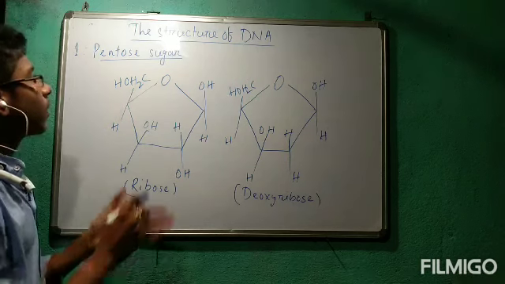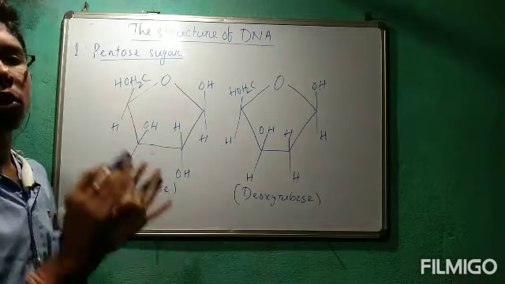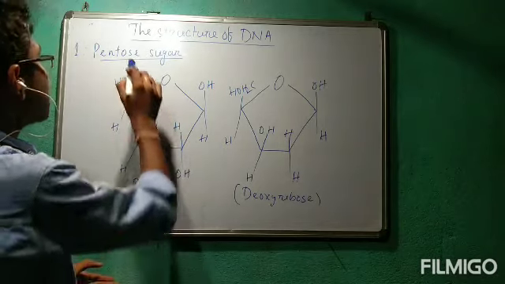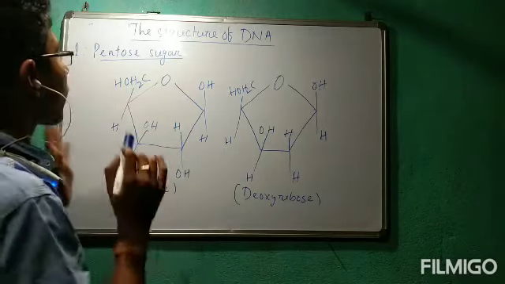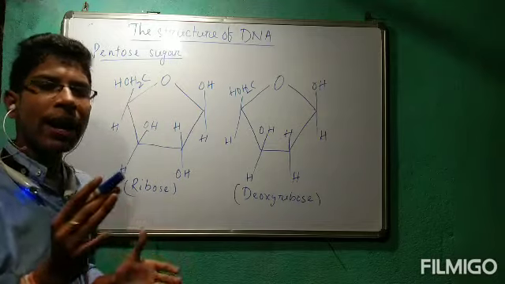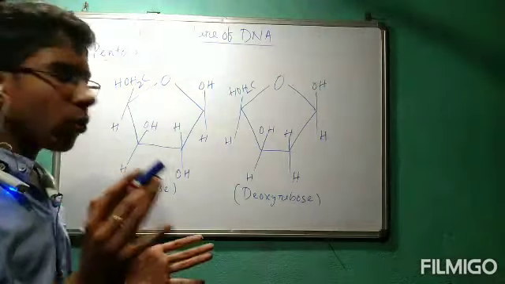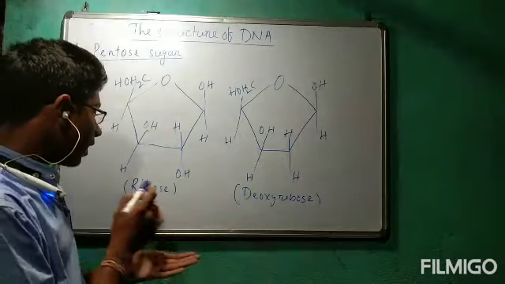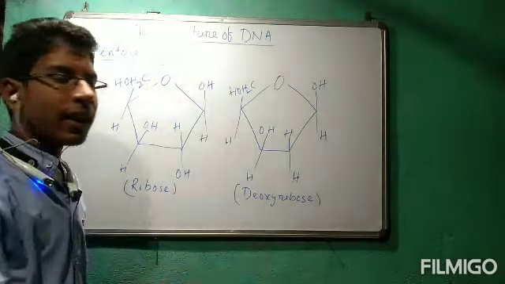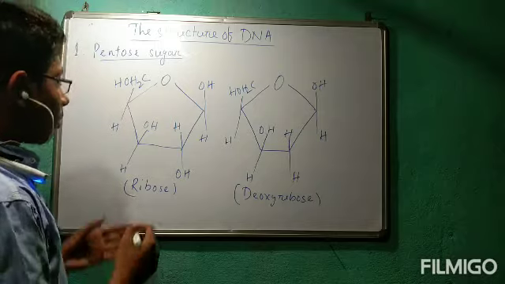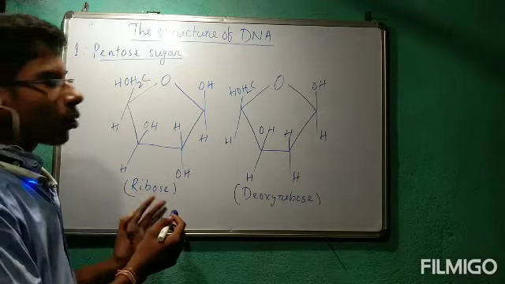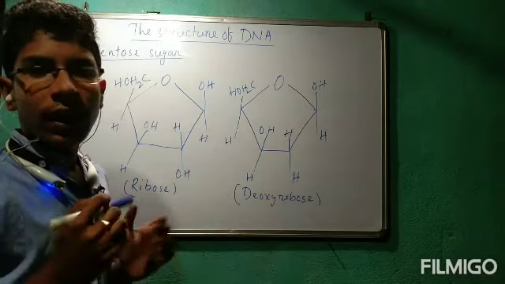The first component of the DNA is pentose sugar. We discuss what pentose sugar is. Pentose sugar is of two types: one is ribose and another is deoxyribose. Ribose is present in RNA, while deoxyribose is present in DNA.